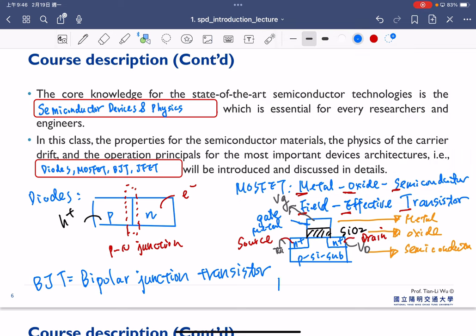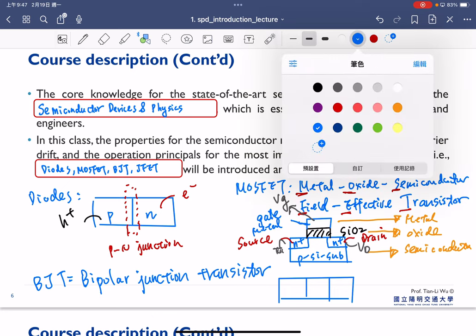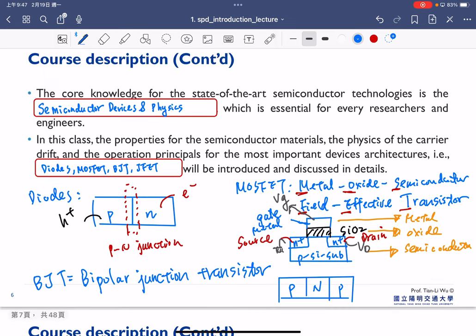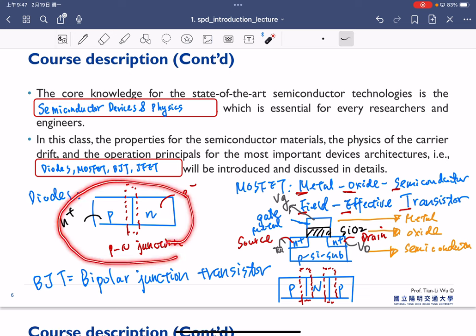So the BJT is a semiconductor with three regions: from the left is a P type, the middle is an N type, and on the right hand side, we have a P type. So inside the bipolar junction transistor, we have two PN junctions. These two PN junctions will dominate the whole device behavior in the BJT transistor. But as I said, if you can understand the diode, then that won't cause you too much difficulty to understand the BJT, because it's just another additional PN junction in the transistor.